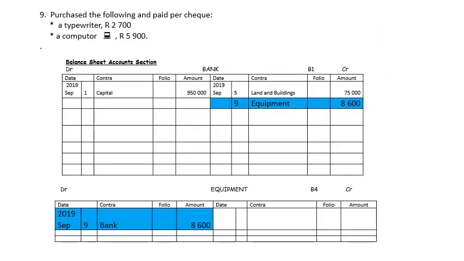On the 9th, we purchased the following and paid with a check. We bought a typewriter and a computer. Both of these two machines are equipment, which means that you will write in the equipment account. And because you are buying it with one check, it's not paid per checks but paid per check, you will need to add the two amounts to see how much money you are spending. Again, spending money, bank being an asset will decrease. On the 9th, in total it's 8,600 and we are buying equipment.